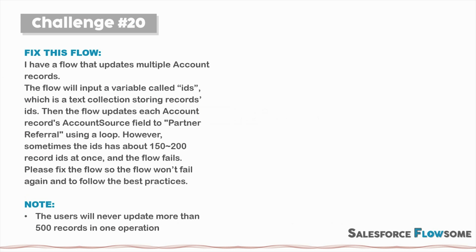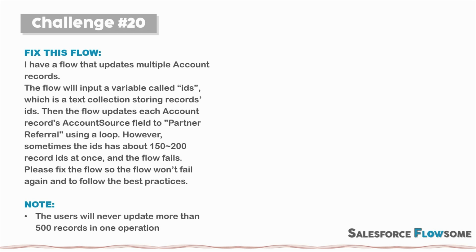So let's jump into challenge 20, second last to go. So challenge 20 is a fix my flow challenge. I have a flow that updates multiple account records. In the beginning, the flow will input a variable called IDs, which is a text collection storing the record IDs. Then, the flow will update each account record's account source field to partner referral using a loop. However, sometimes the IDs has about 150 to 200 record IDs at once. Then the flow will fail. Please fix this flow so the flow won't fail again and to follow the best practices. And the note here is the user will never update more than 500 records in one operation.